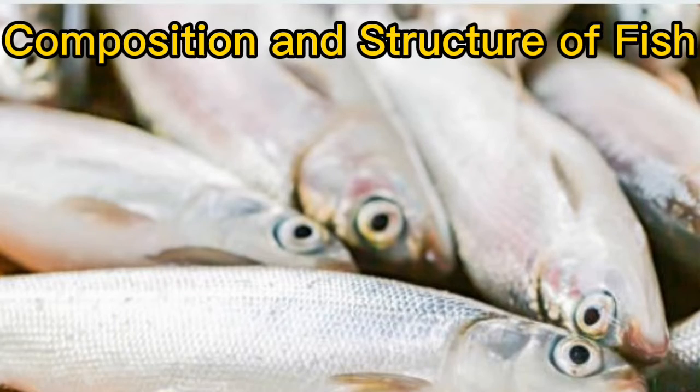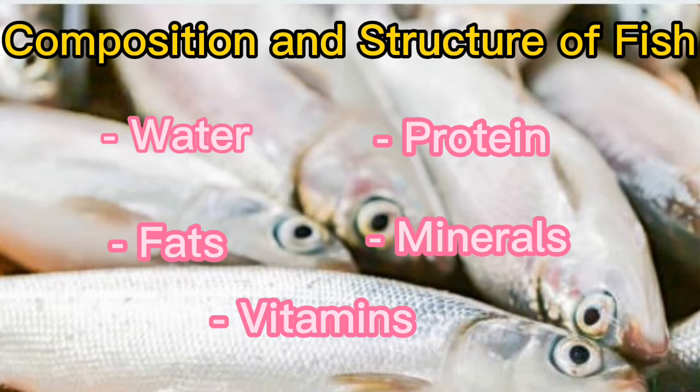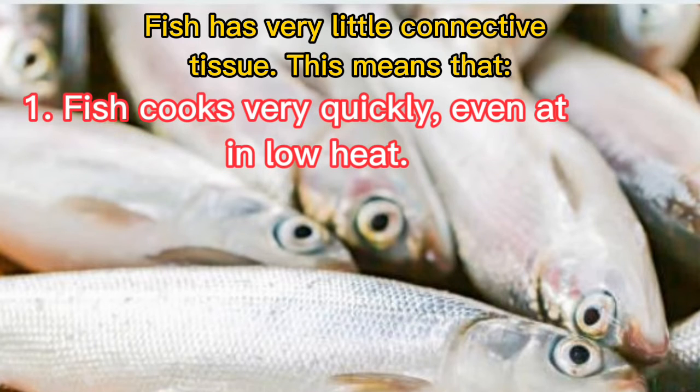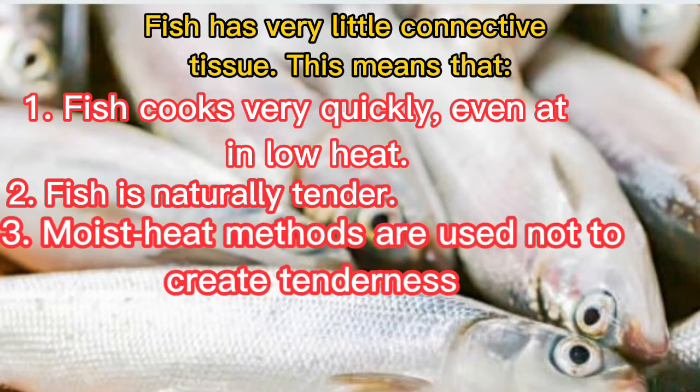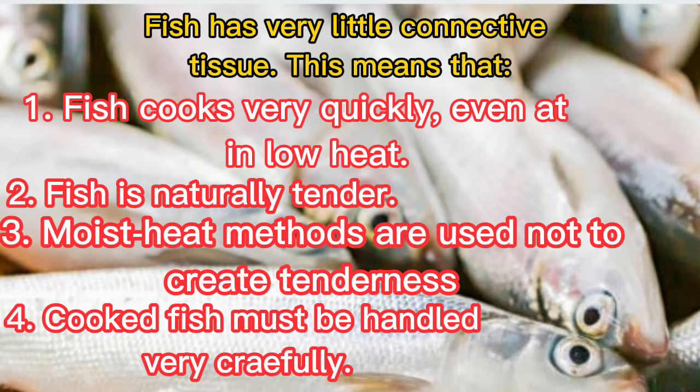Composition and structure of fish. Fish consists of water, protein, fats, and a small amount of minerals and vitamins. Fish has very little connective tissue. This means that fish cooks very quickly even at low heat. Fish is naturally tender. Moist heat methods are used not to create tenderness but to preserve moistness and provide variety. And cooked fish must be handled very carefully.